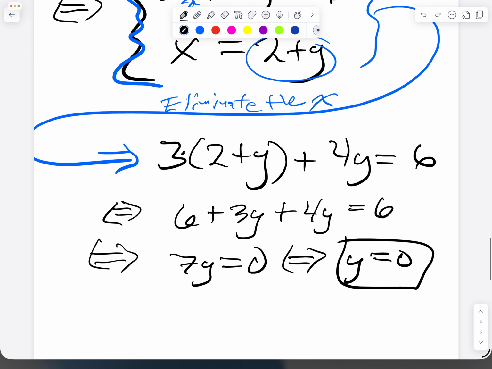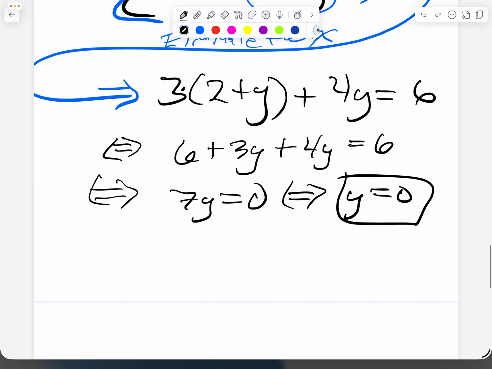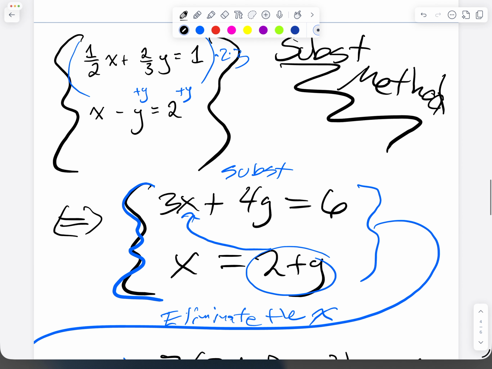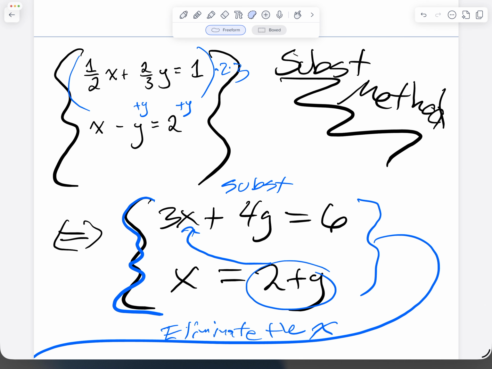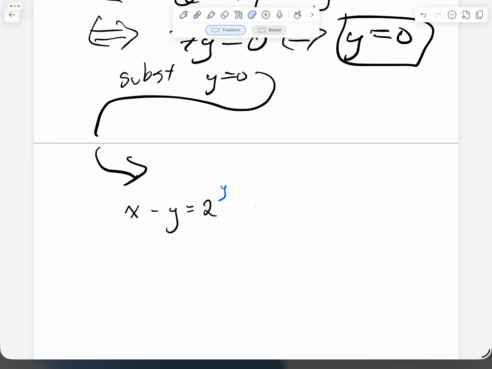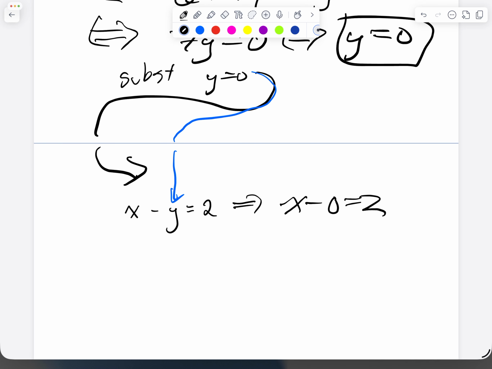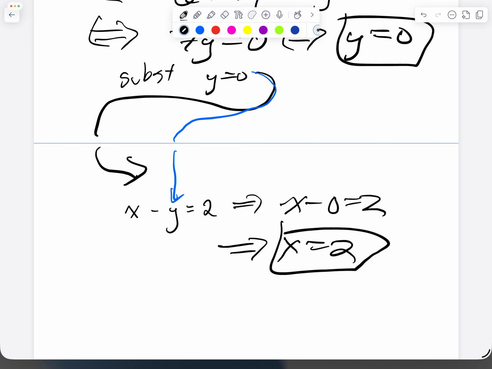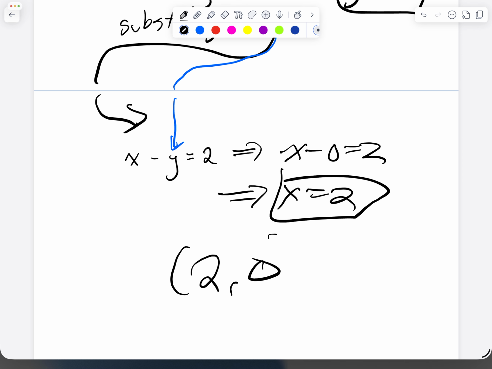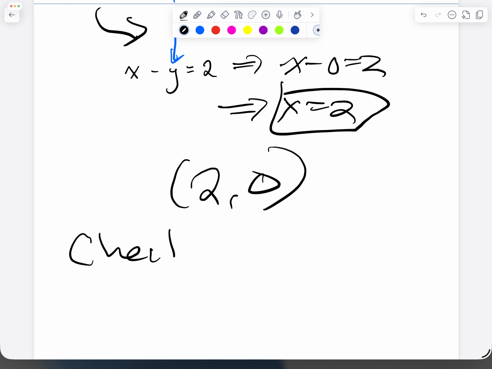Once you have y equals 0, again, the rest of it's the same, right? Substitute y equals 0 into the original equation. We've done this several times already. So the y equals 0. That gives us x minus 0 equals 2. So therefore, x equals 2. And make sure you write your answer as an ordered pair. And then, of course, like we did before, check your work.